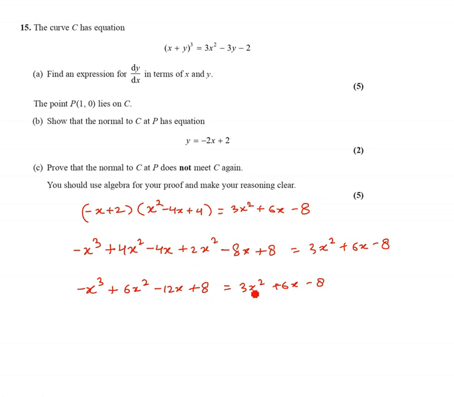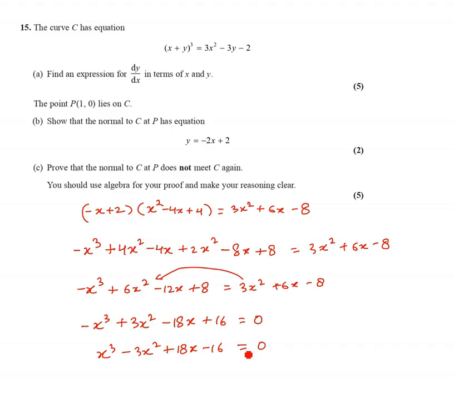Now you have to bring everything to one side, so minus x cubed, and then 6x squared minus 3x squared will be plus 3x squared, and then minus 12x minus 6x is minus 18x, and plus 8 minus 8 becomes plus 8, 8 plus 8 is 16, equals 0. Let's multiply by minus 1 both sides, so it becomes x cubed minus 3x squared plus 18x minus 16 equals 0. Now we know that one of the solutions is x equals 1.